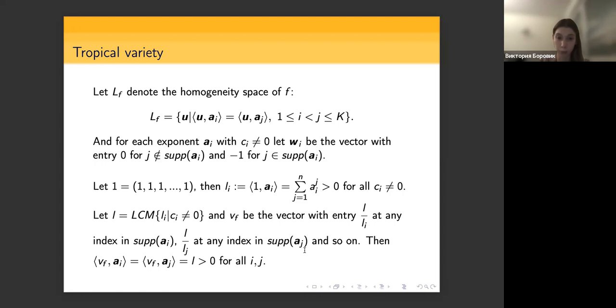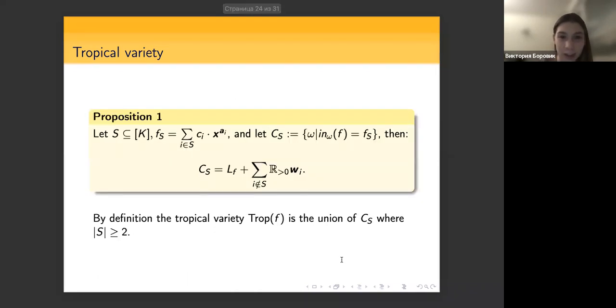And then we can check that the inner product of this vector with all our exponents is the same. I can give a precise, simple example if you need. I have it. Okay, Yulia agrees.